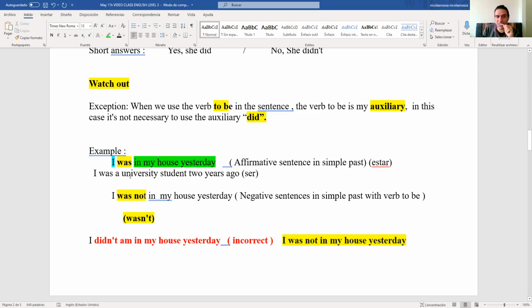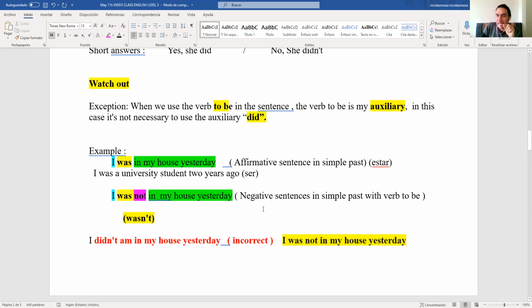Voy a negar, voy a decir que yo no estuve en mi casa ayer. En este caso, como tengo el verbo to be, no necesito el did. ¿Ok? Solo cuando tengo el verbo to be, no necesito el did. Y el mismo verbo to be me sirve como auxiliar. Entonces digo, I was not in my house yesterday. Okay? So basically, I only add not to the verb to be. I was not in my house yesterday.